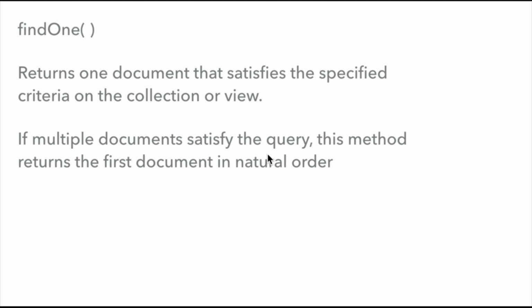In this video, let us quickly learn about the findOne method. Just like the find method, the findOne method returns one document that satisfies the specified criteria on the collection or view. If multiple documents satisfy the query, this method returns only the first document in natural order. Let us try an example.